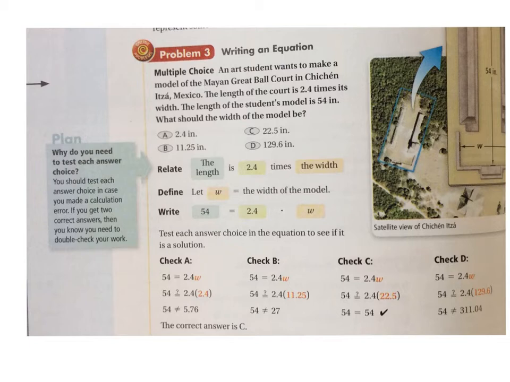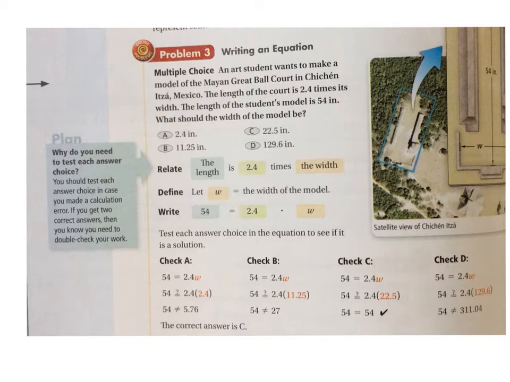Problem 3. Sometimes it's fun to write your own equations, or sometimes I make you do it, whether you think it's fun or not. So an art student wants to make a model of the Mayan Great Ball Court in Chichen Itza, Mexico. By the way, I think it's like basketball where they cut your heads off or something. I don't know, but anyway, sounds like a fun spectator sport, right? The length of the court is 2.5 times its width. The length of the student's model is 54 inches. What should be the width of the model?